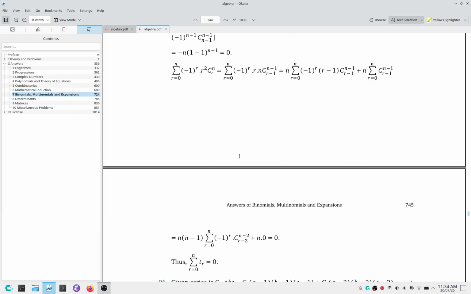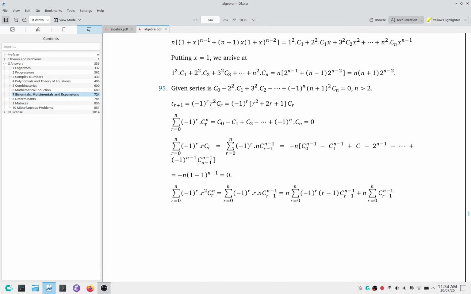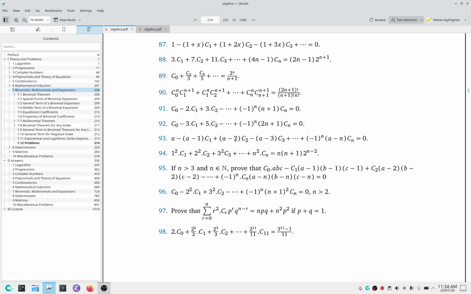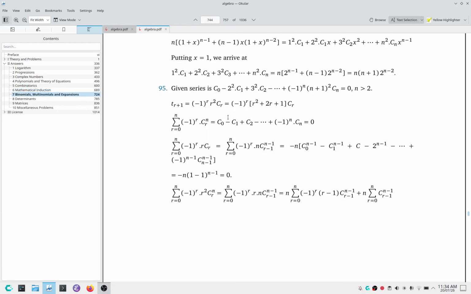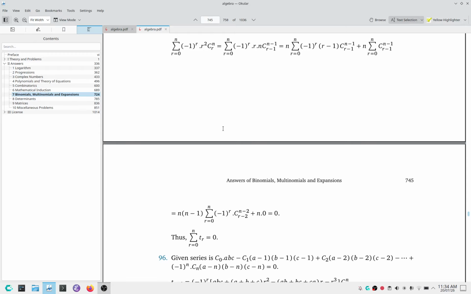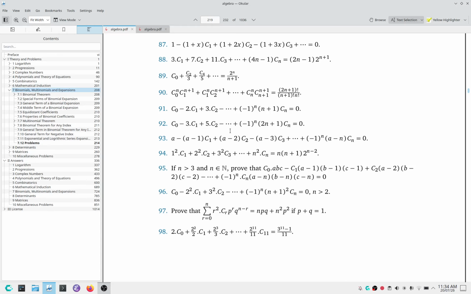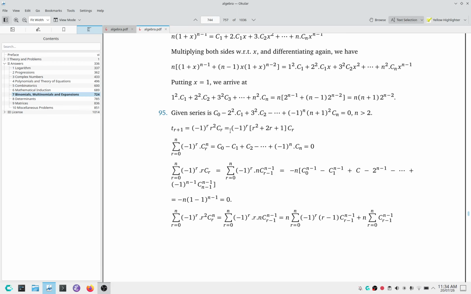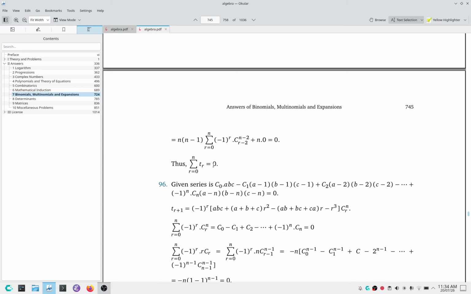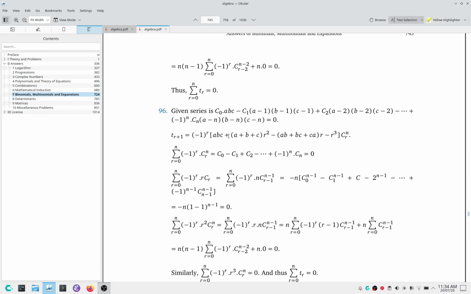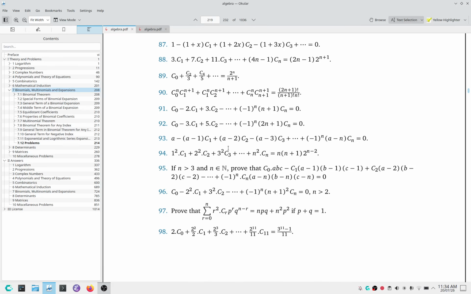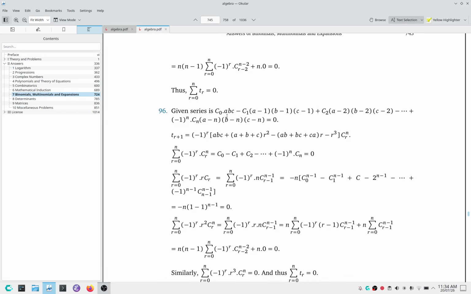Okay. There seems to be something wrong here. This is not the correct solution. Sigma R plus 1. No, this is not the correct solution. This is 96 actually. So 96 is the 95. Okay, the solutions got exchanged.